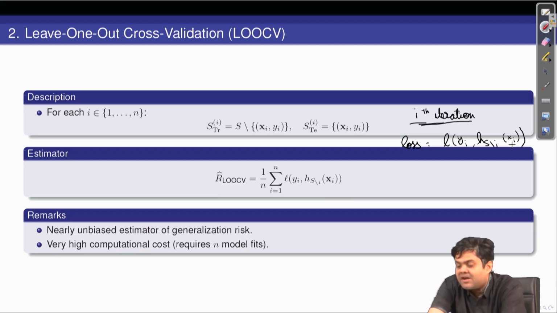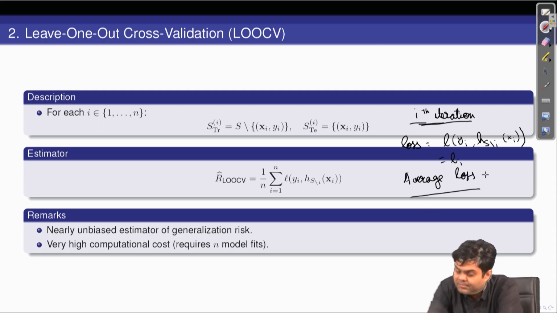You apply the Hs minus i on the xi, which is the x value of the ith data point, which is now your test point. Take the loss function between yi and that, which is your loss function for that training iteration. So, this is the ith iteration. So, average loss, let us say you call this loss Li, the average loss will be, there are n such things, the summation of Li. This is exactly what is happening.